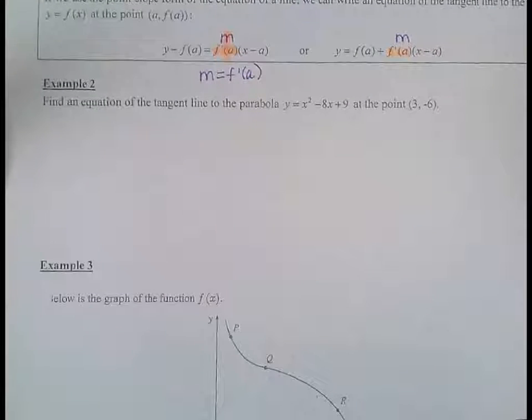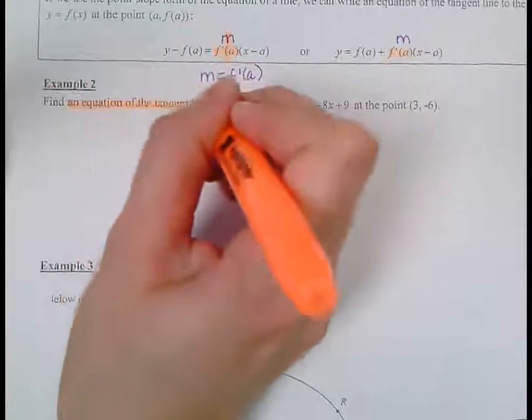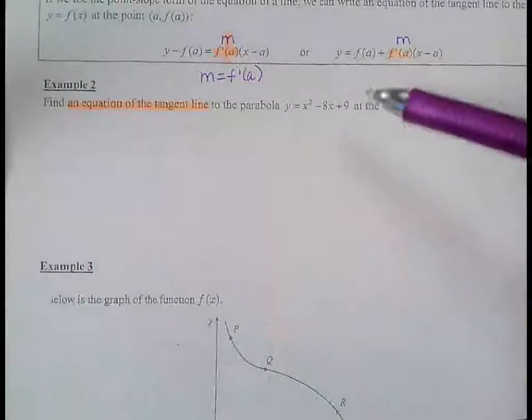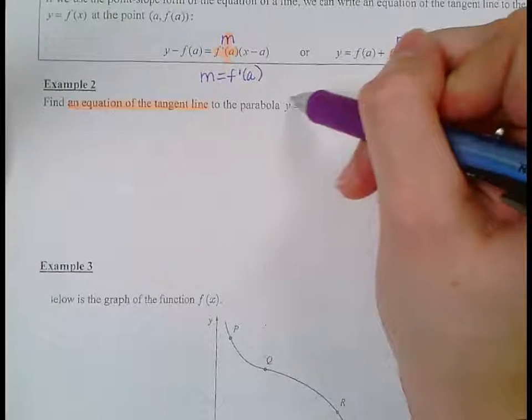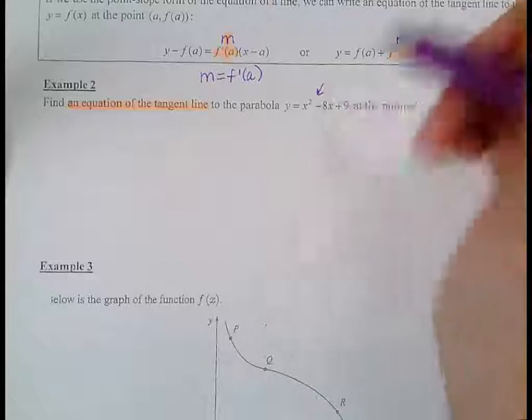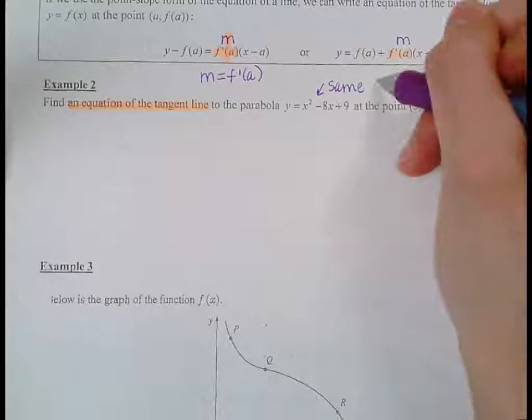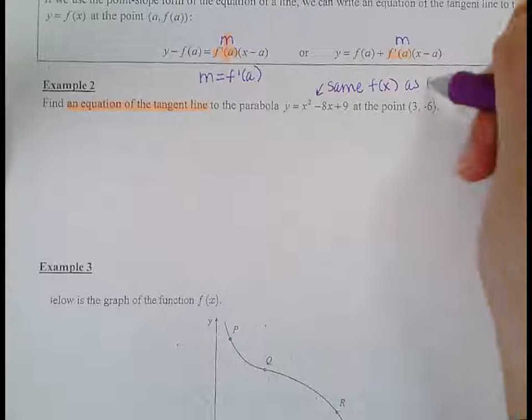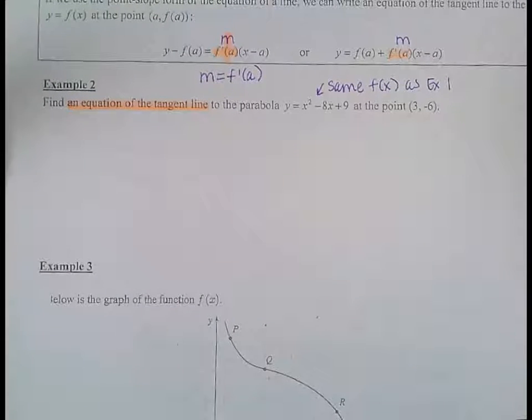So then in example 2, this is tying into example 1. It says find an equation of a tangent line to the parabola y equals x squared minus 8x plus 9. This is the same function, so same f of x as example 1. So find the equation of the tangent line to that parabola at the point 3, -6. So why I'm pointing out that it's the same function is now when you're finding the equation of a tangent line, you still need your slope first.